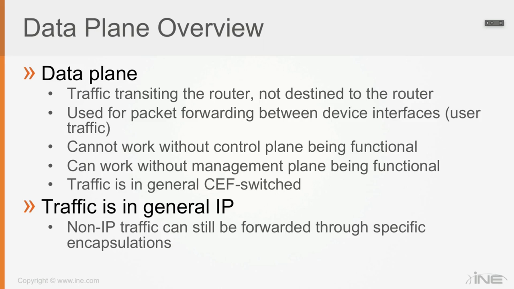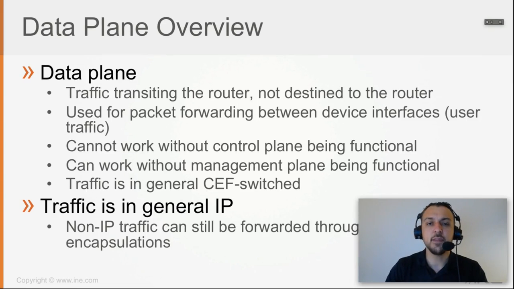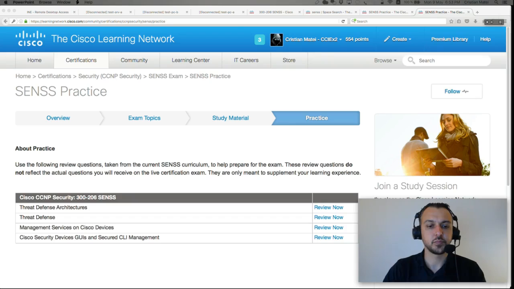Non-IP traffic can still be forwarded using specific encapsulations. For example, this is one question for you. Give me an example of a technology which allows you to encapsulate non-IP traffic and forward that non-IP traffic over an IP network. So which technology allows you to forward non-IP traffic over an IP network by encapsulating it into a specific protocol? Correct, Neil? GRE, right? Generic Routing Encapsulation. As the name states, that protocol allows you to encapsulate whatever, correct?